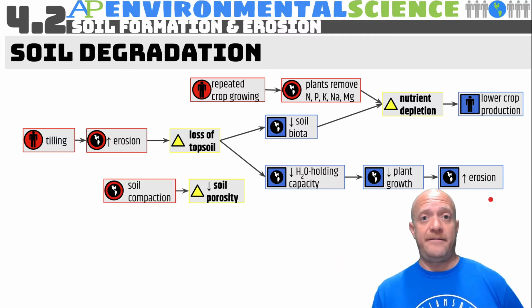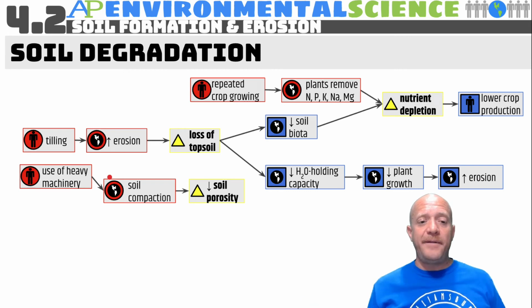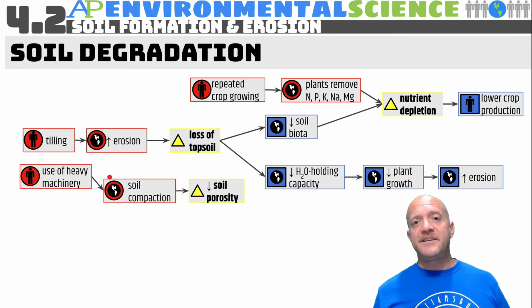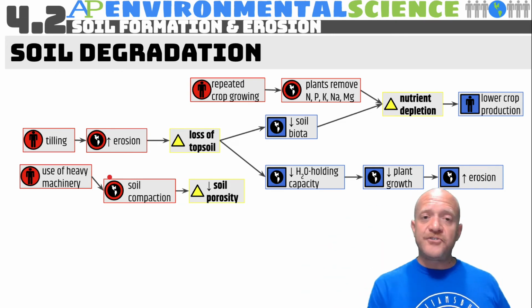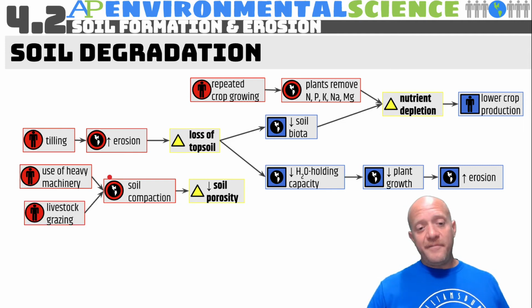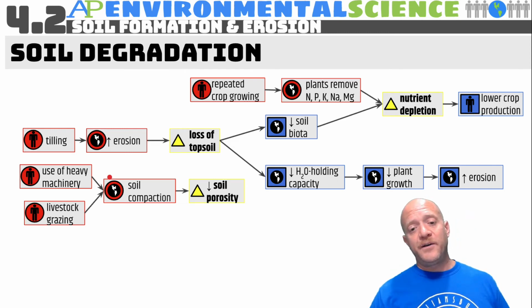That's bad. The soil porosity decrease can be caused by soil compaction, pushing the soil down. Why is that happening? Because you're using heavy machinery. You're driving a 10-ton tractor on top of soil. It's going to push it down. If you have cows trampling on top of the soil, they're going to push it down. So that's livestock grazing. Cows constantly walking over it, pushing down the soil.